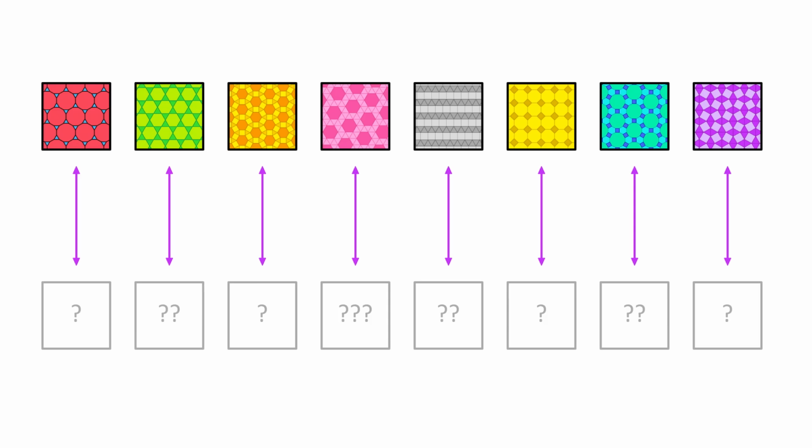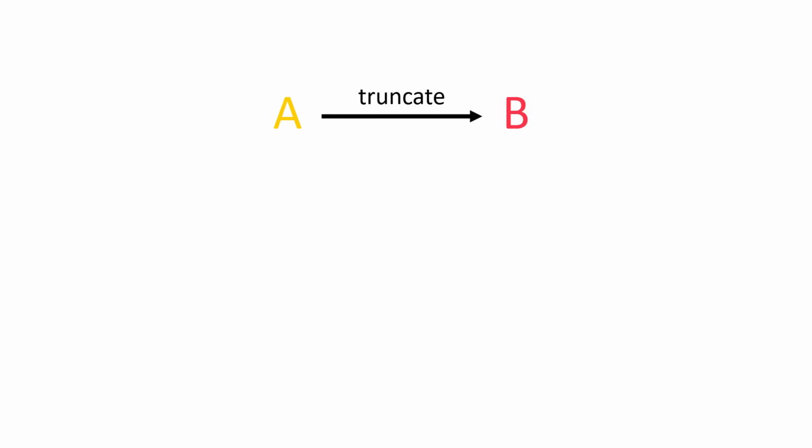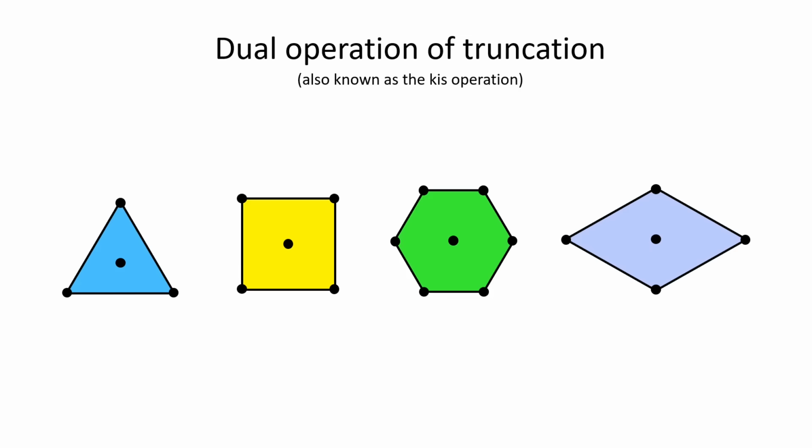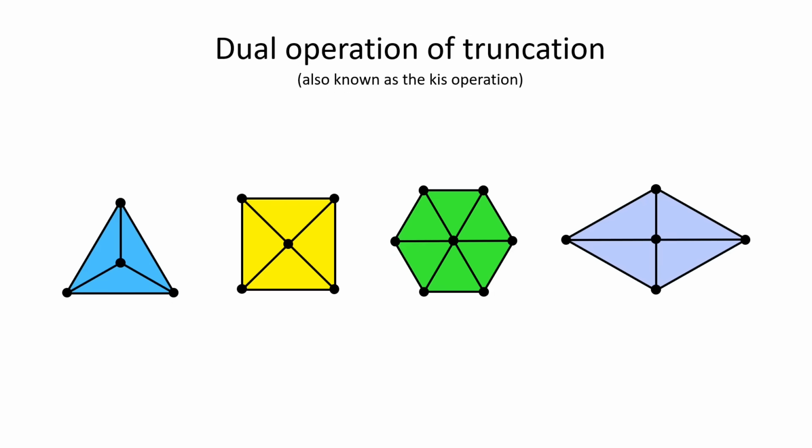Now, we could just go through the semi-regular tilings one by one and take the duals, but once again, there's a more fun way. Instead of truncating and then taking the dual, you could take the dual and then execute the dual operation of truncation. But what is the dual operation of truncation? Well, instead of adding a new tile at each corner, you add a new corner at each tile, then connect to the original corners to subdivide the tiles.